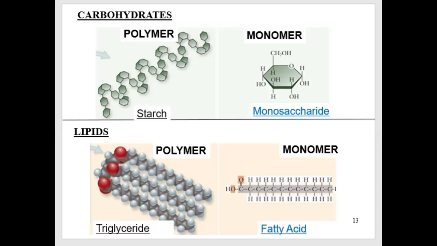So the top slide shows a carbohydrate. It's rather a complex carbohydrate in the sense that it's a long chain. What I'm showing you is starch, usually found in plants. We have a form of starch in our bodies, but it's not the same as what's found in plants. But notice there are repeating units that are linked together. Those are the monomers, and each one of those is a monosaccharide.